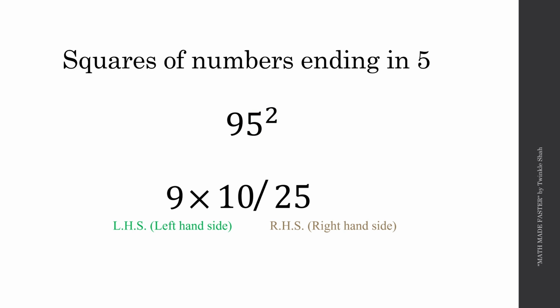Now simplify both of these expressions and concatenate their results. 9 times 10 equals 90, and we leave the 25 as it is. This is your answer, 9025.